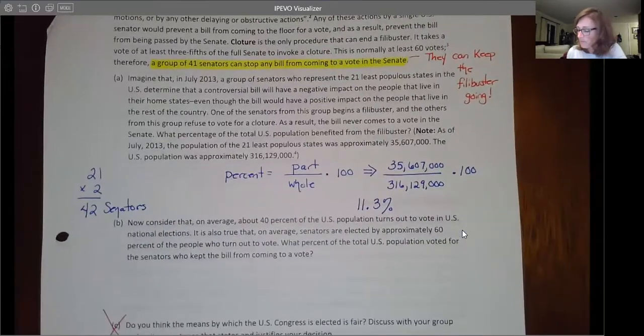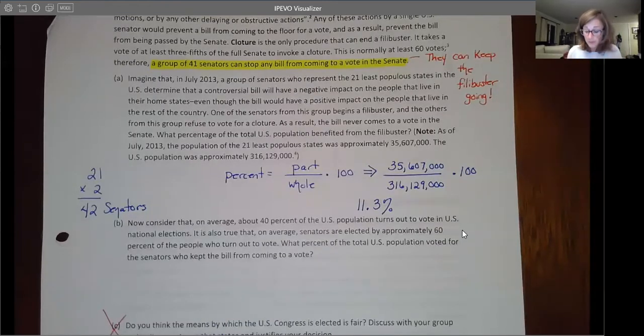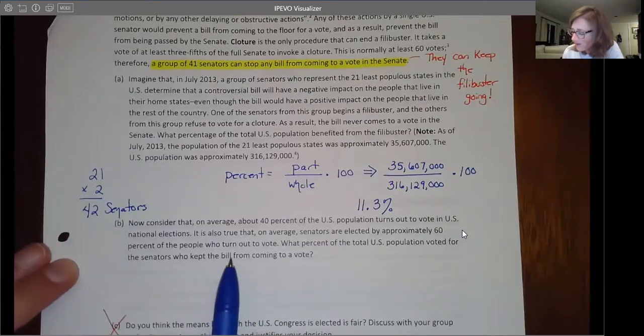Now, this is an interesting one. I like this as well. So it says 40% of the U.S. population turns out to vote. I hope that there's people strumming up this election in particular to get out there and vote, okay? So it says only 40% of our population turns out to vote. That's not very many. So let's see how many people turned out to vote.